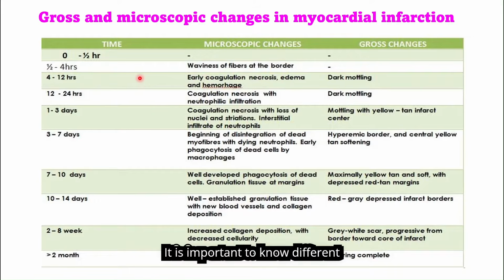It is important to know different changes in gross and microscopy by the different duration of time, starting from early hours of myocardial infarction, where you can see coagulative necrosis with neutrophilic infiltration, which is called acute myocardial infarction, and after 2 to 8 weeks there is healing and collagen deposition, so grey white scar, and these are the healed MI changes. Moving to respiratory system.